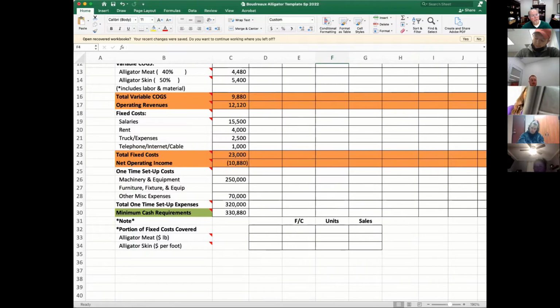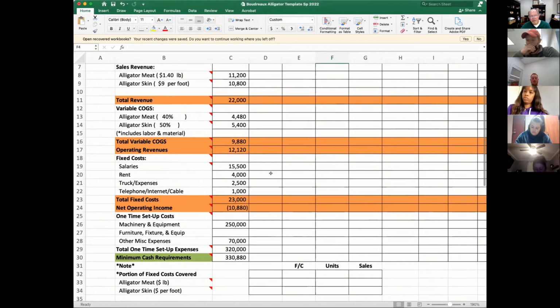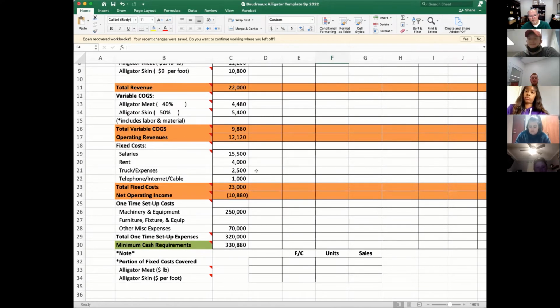And what we know is that we've got $23,000 in fixed costs. Now, alligator meat is going to carry some of that fixed cost, and alligator skin is going to carry the rest. So the question becomes, what percentage is each going to carry? So we look at alligator meat first.